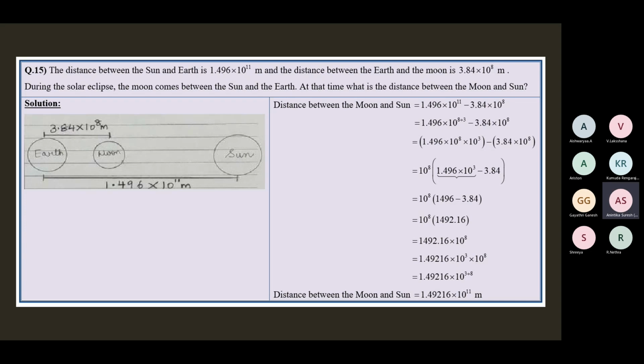Ma'am, the diagram is noted and so is the question. Anantika, come again. I just said that I have noted the question and the diagram. Yeah, okay.